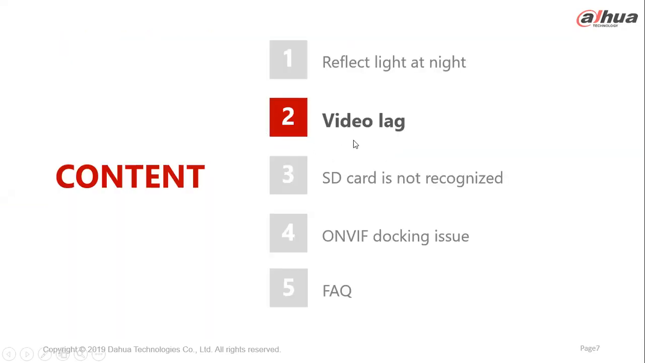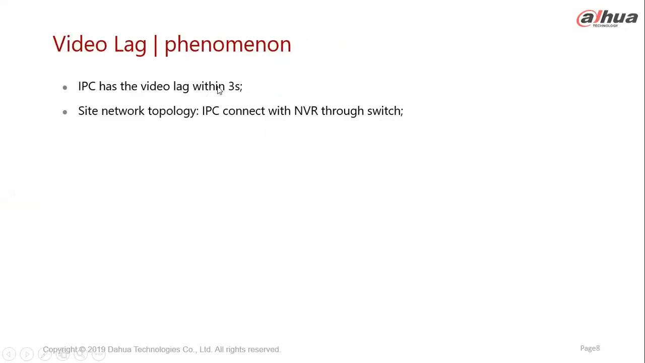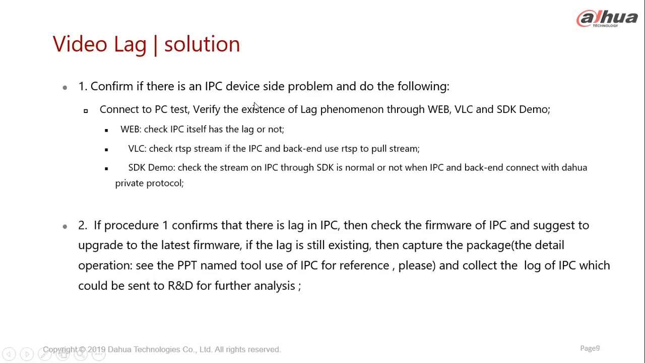Video lag, maybe this one is important. So video lag, you might be experiencing drag in the video. Maybe the camera has a lag within 3 seconds, you're facing some dragging, and you have connected your camera to the NVR using a switch. So confirm if there's an issue with the IP camera. You need to troubleshoot on the camera side first.